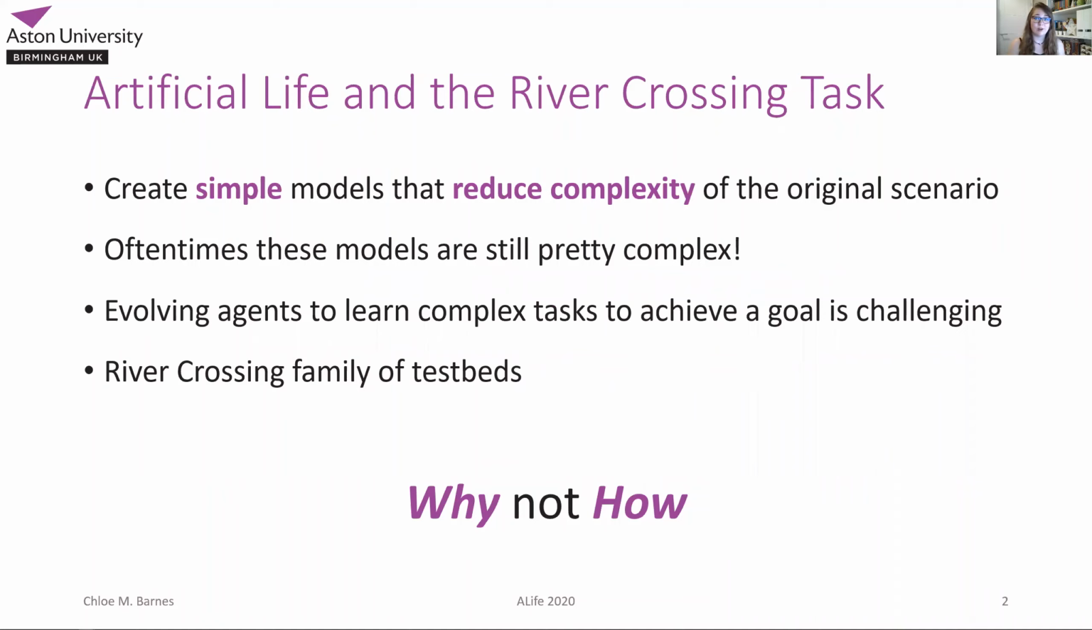of a scenario, such as taking something from nature and trying to study it in closer detail to understand what's going on and to see what we can learn from it. But one of the troubles is that sometimes these models can still be pretty complex, and that means that there's some things that we don't understand about why agents are learning certain things or why they're evolving certain behaviors, for example. And evolving agents to learn complex tasks to achieve a goal is a challenging problem.